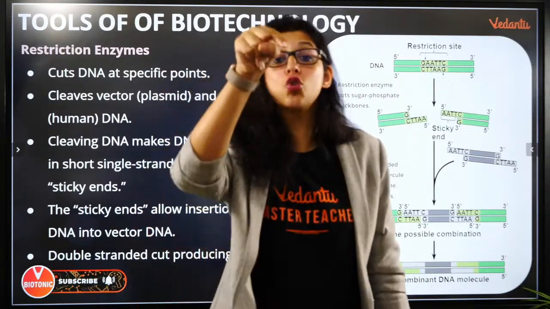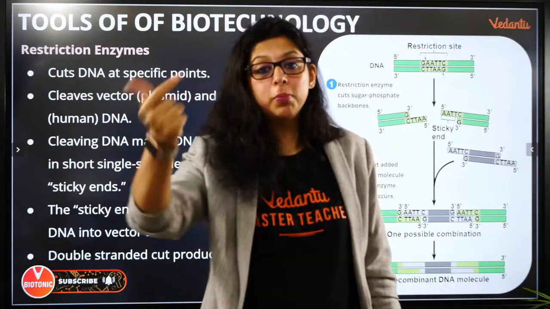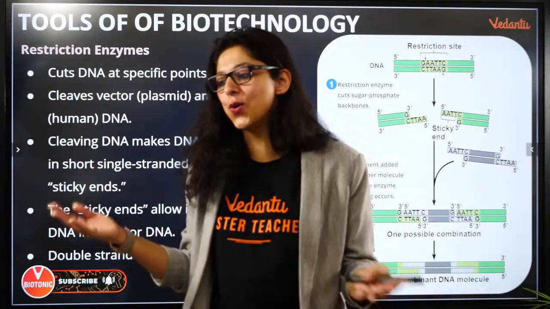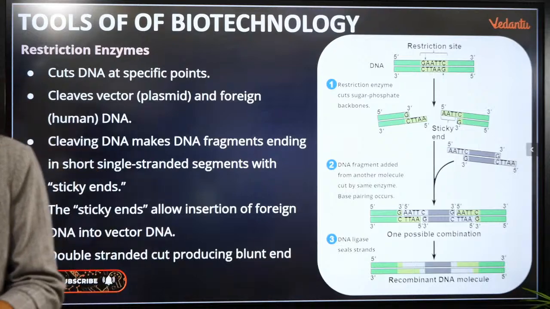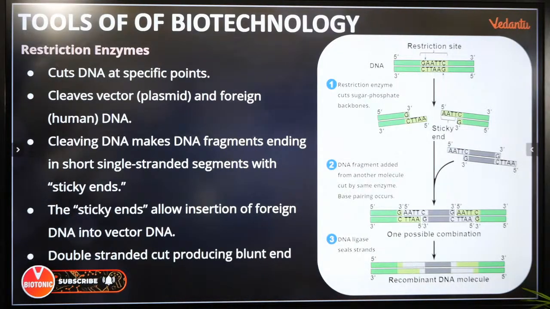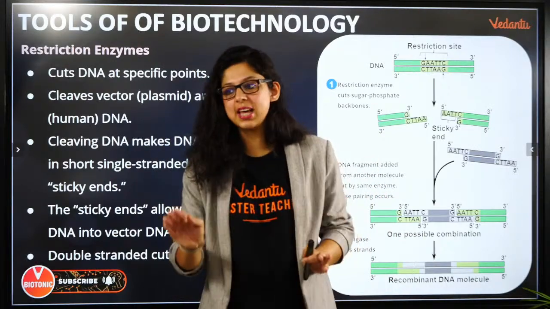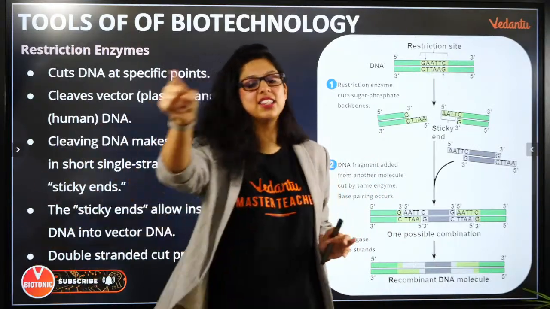That is why it used to restrict the growth of the viral genome in the bacteria, and therefore it was known as restriction endonuclease. It used to restrict the viral growth. Who made it? We have not made it. It is a natural enzyme which is made by bacteria against the virus.